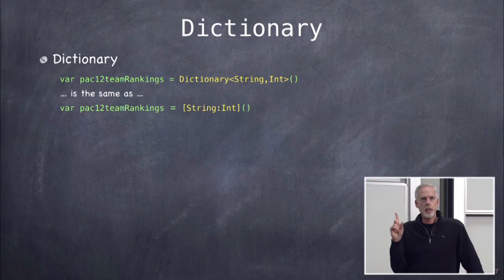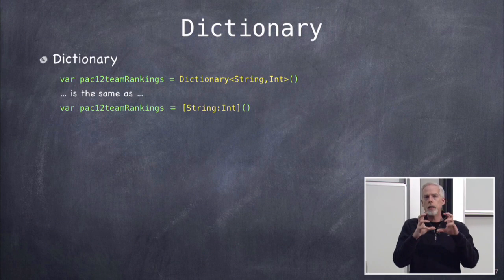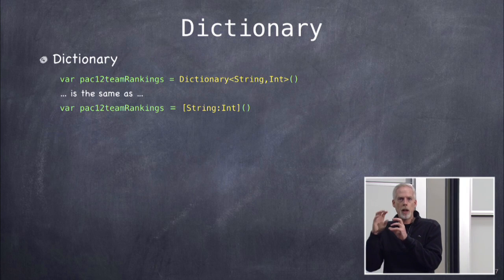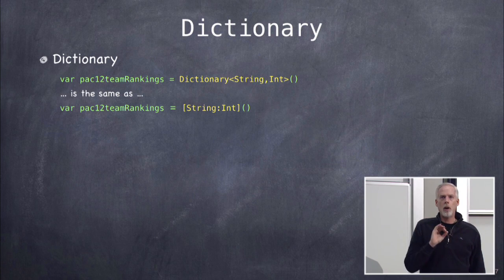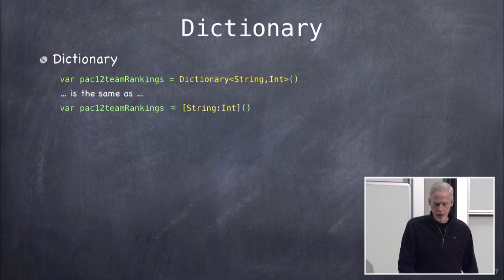Okay, dictionary. So you learned a lot about dictionary in our first lecture. Dictionary also has this special declaration syntax, which is open square bracket, key type, colon, value type, close square bracket. Okay, so those two things in yellow are equivalent. And the one on the bottom seems to be the preferred one these days.